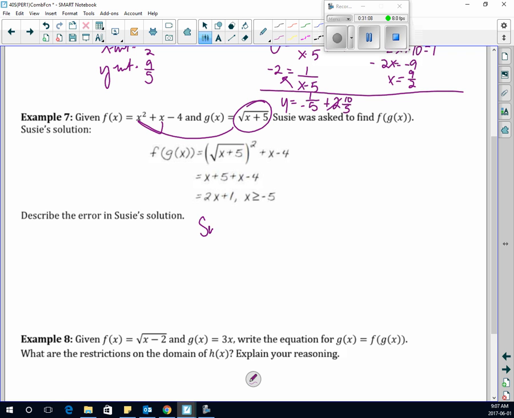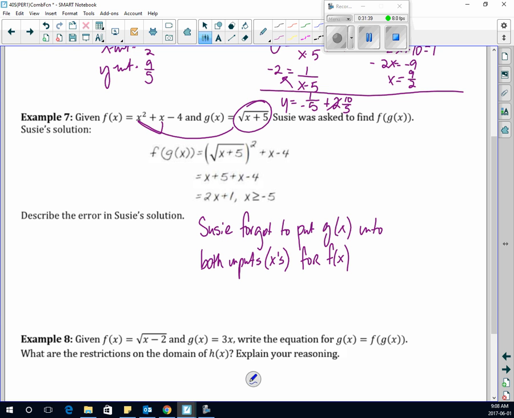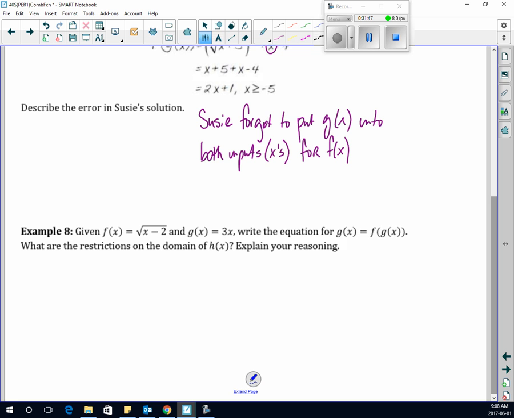So Susie, darling Susie, forgot to put the square root, or maybe we should call it g of x, into both inputs. I'll put x's for f of x. Does everybody understand what that is? Right here, she just left it as an x. That should have went right in there. Okay, moving on. Example 8.